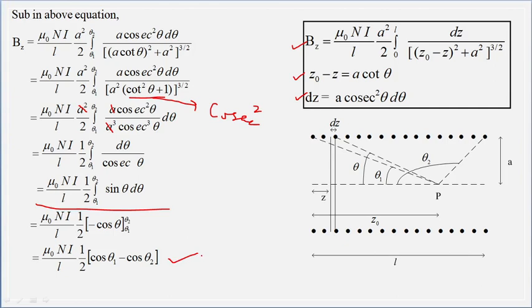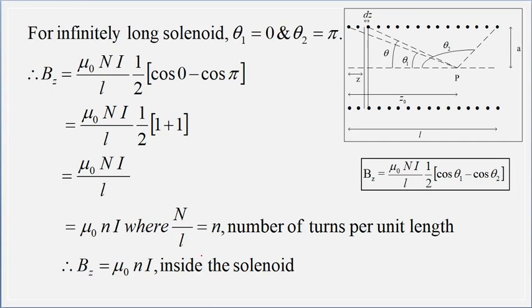So this is at anywhere in between. Then we take some special case, if the solenoid is very long. This we have derived. In general, we have derived the magnetic field at any point inside the solenoid is mu naught Ni by L, half, cos theta 1 minus cos theta 2.